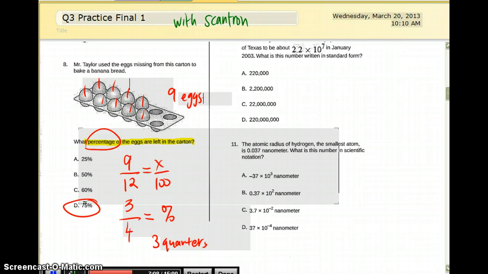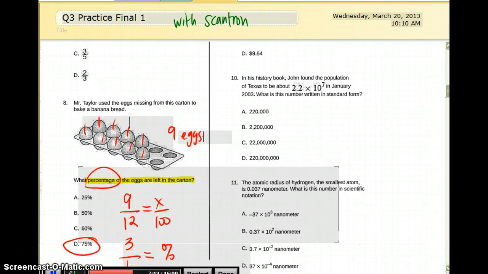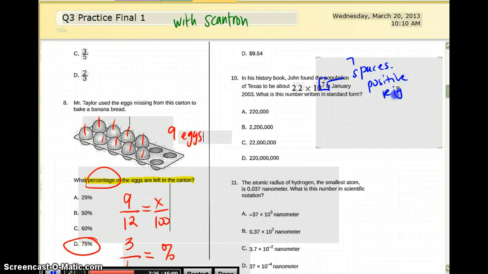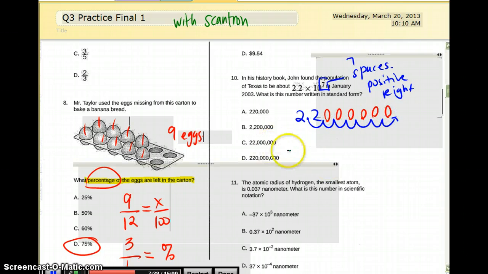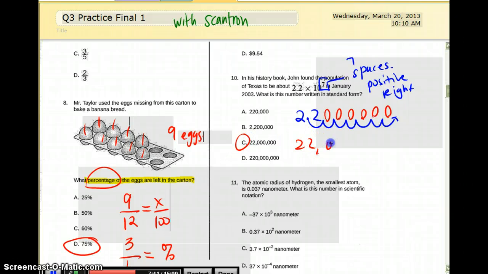I'm going to skip on down to number 10. We did a little bit of scientific notation in class today. When you're working on scientific notation and making it into standard, we would want to look at the 7. That tells me I'm going to move 7 spaces. And because it's positive, I'm going to go to the right. So I'm going to take the decimal between the 2 and the 2 and move it 1, 2, 3, 4, 5, 6, 7 to the right. I'm going to add 1, 2, 3, 4, 5, 6 zeros, giving me answer C. 22 million is the standard for that.